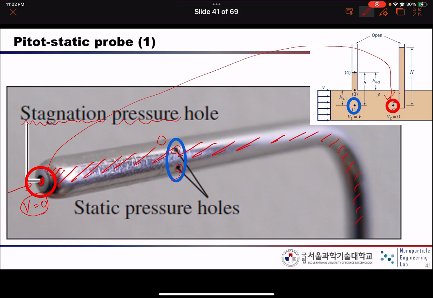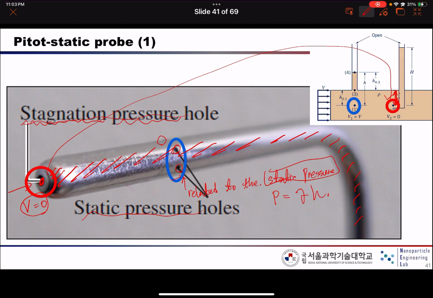It is related to the static pressure, because in the static pressure we derive P equal gamma H, right? If you make a hole at this point, it represents this height. So this one we call the static pressure. This is how we measure the static pressure and stagnation pressure by using the pitot-static probe.